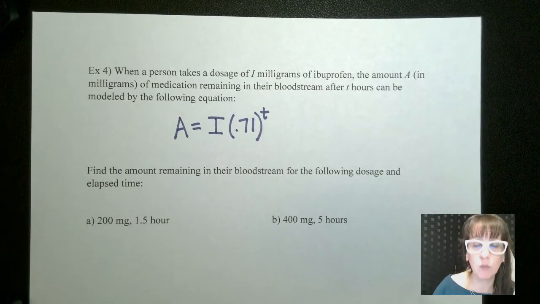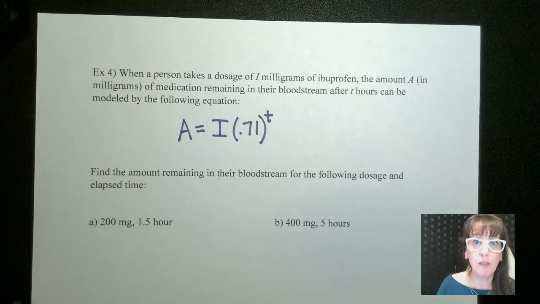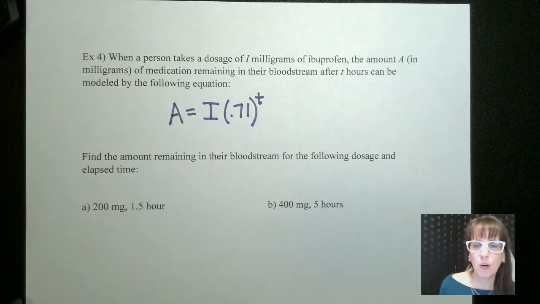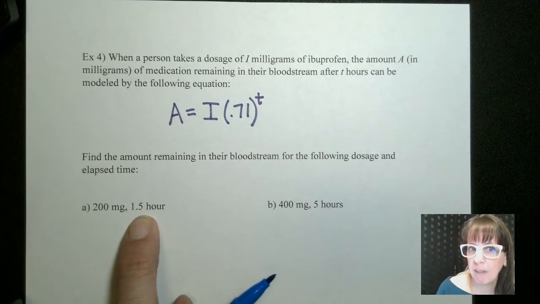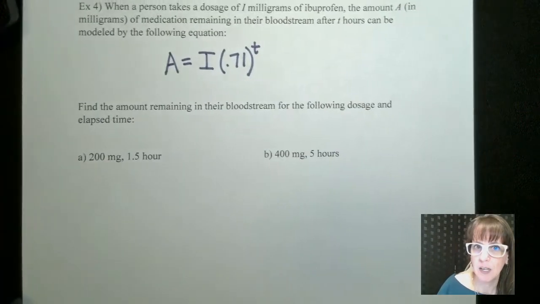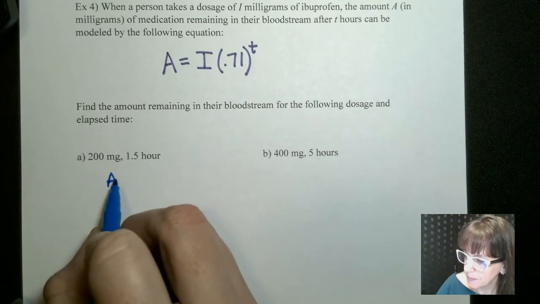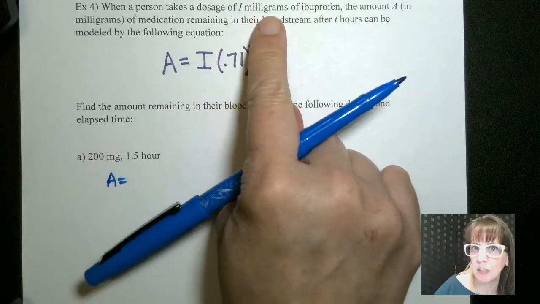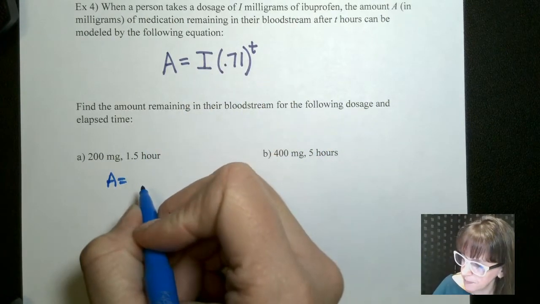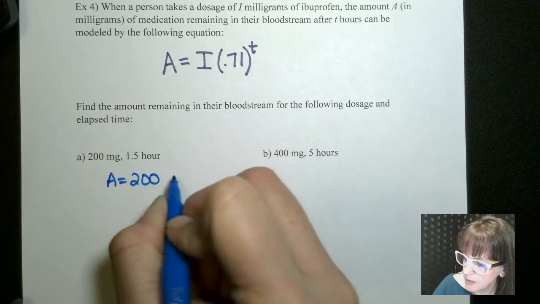So this is again a real world use of exponential growth and decay, because the medication is gradually decreasing each hour that passes. After 1.5 hours, they've taken 200 milligrams. Let's go ahead and plug that in. So A equals, and I represents the milligrams of ibuprofen. Notice that that's our starting amount, so that's going to be 200 milligrams.